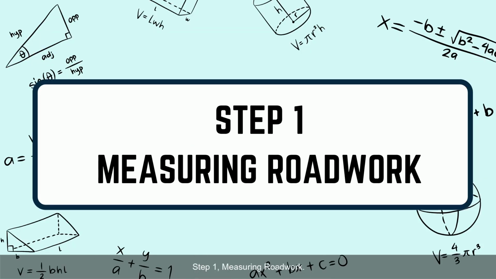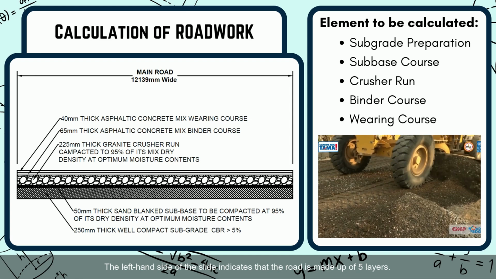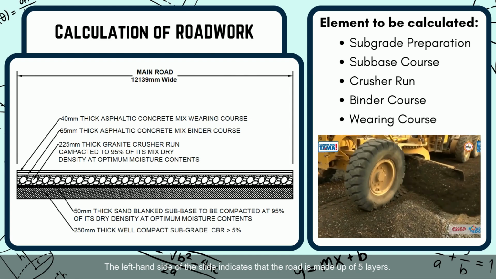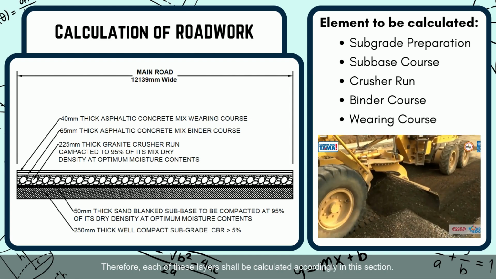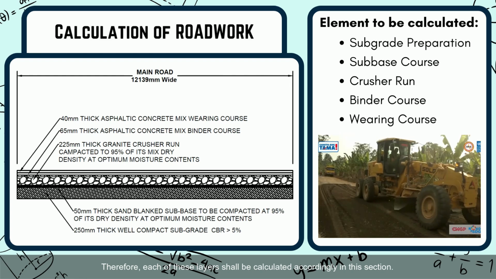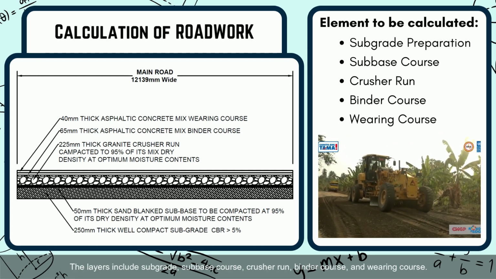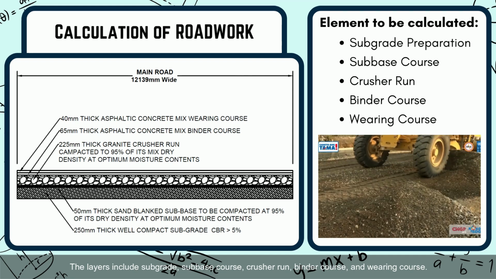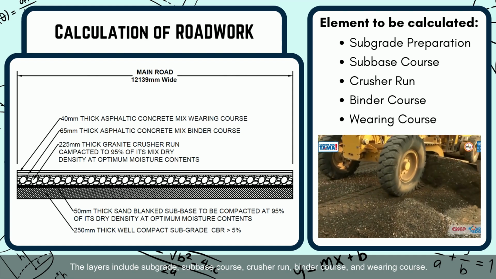Step 1. Measuring roadwork. The left-hand side of the slide indicates that the road is made up of 5 layers. Therefore, each of these layers shall be calculated accordingly in this section. The layers include subgrade, subbase course, crusher run, binder course, and wearing course.